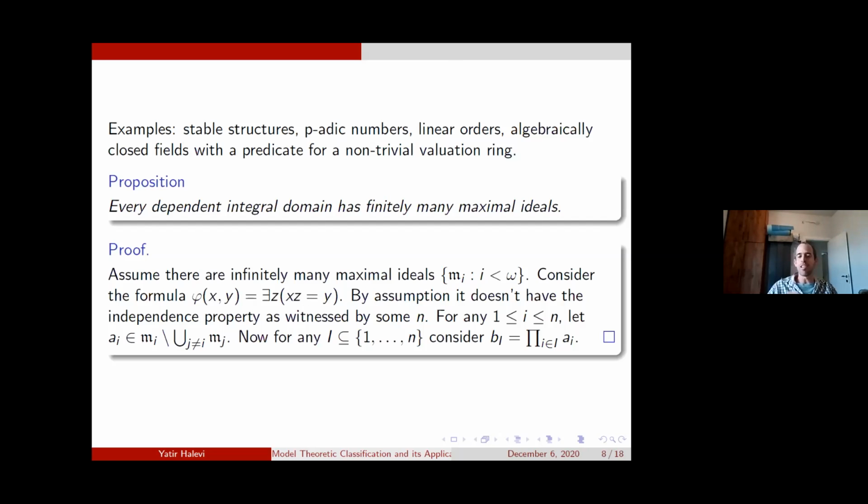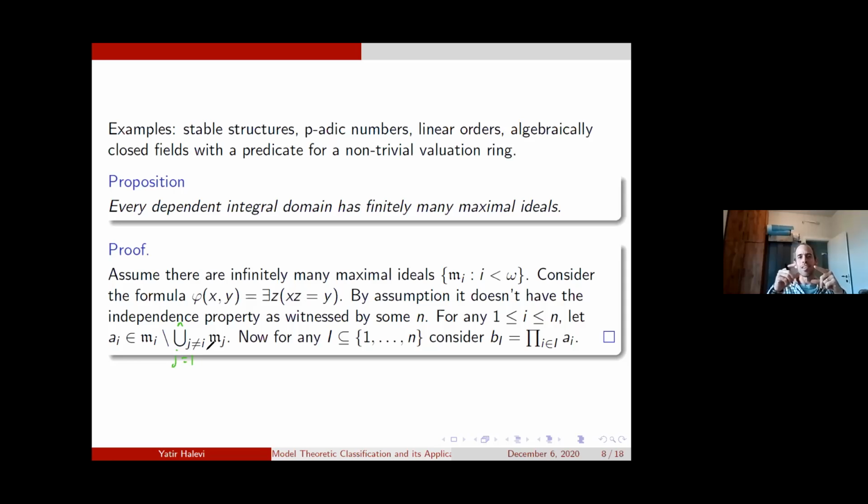Let's look at the same formula as before, which means that x divides y. Now, if we assume that it doesn't have the independence property, it means that there's some bound n on the finite set that you can shadow. Let's see that exactly that will give a contradiction. Let's choose elements a_i that live in the maximal ideal M_i, but not in the finite union of M_j, for j from 1 to n, not equal to i. We know that there are such elements by the prime avoidance lemma.